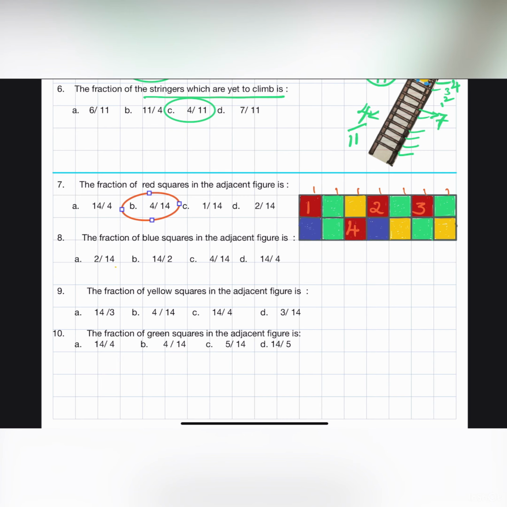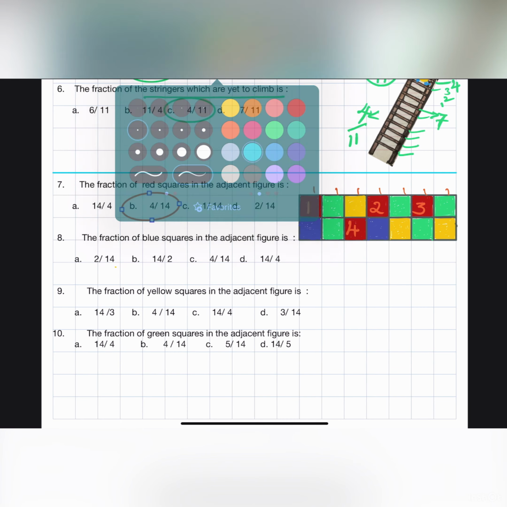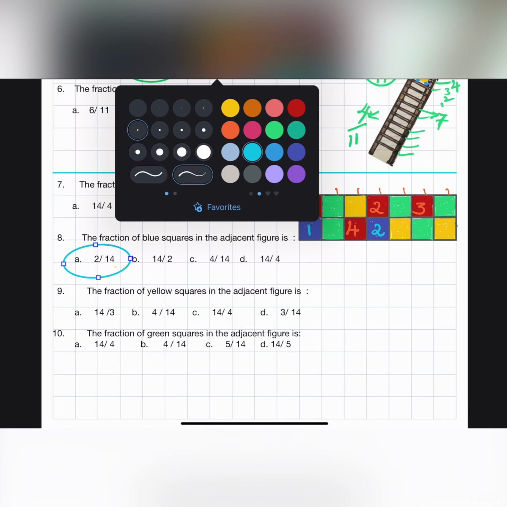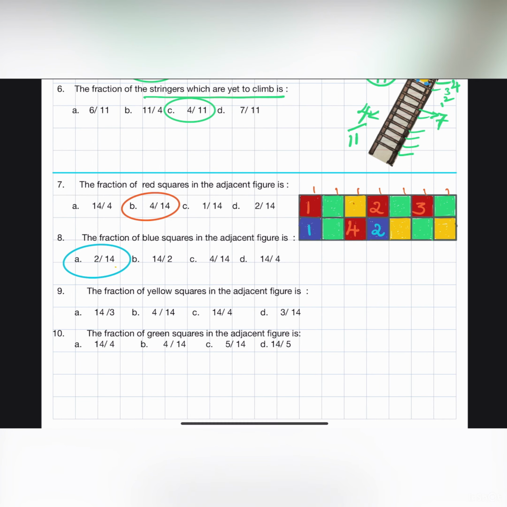Then the next one, the fraction of blue squares in the adjacent figure is. Blue squares we have here: 1 and 2. So 2 out of 14. Option A. Then the 9th one, the fraction of yellow squares in the adjacent figure is. The yellow squares are 1, 2, 3. 3 out of 14, option D.